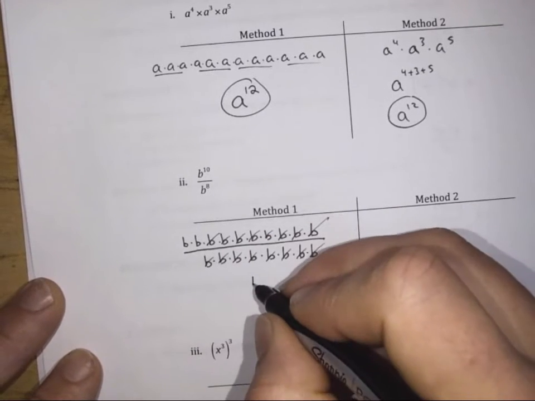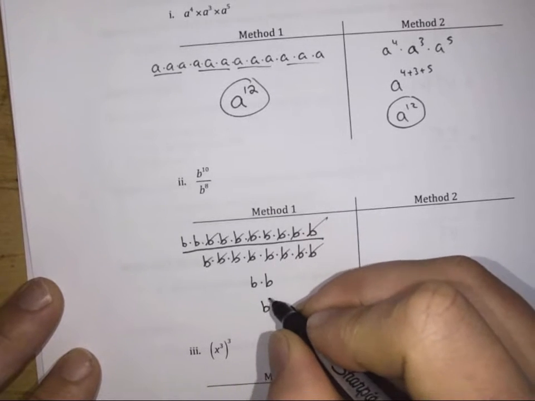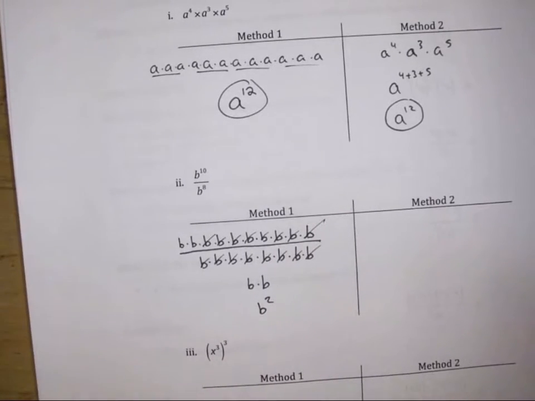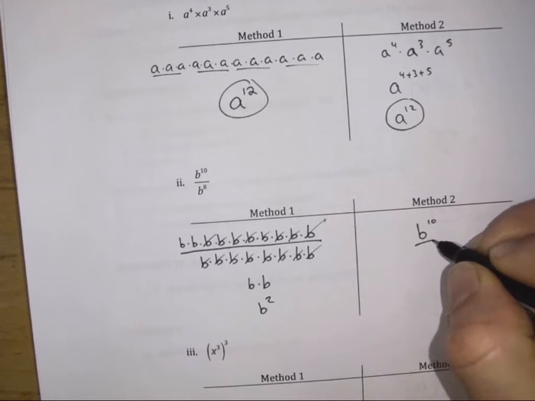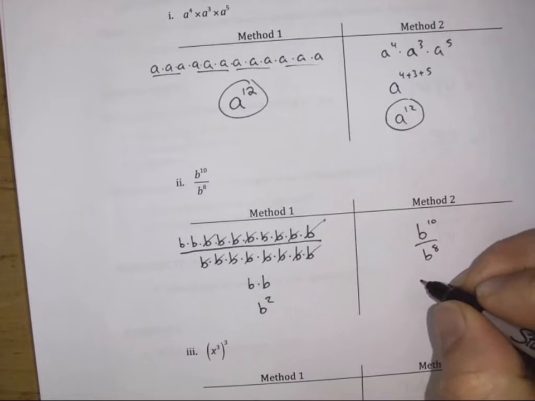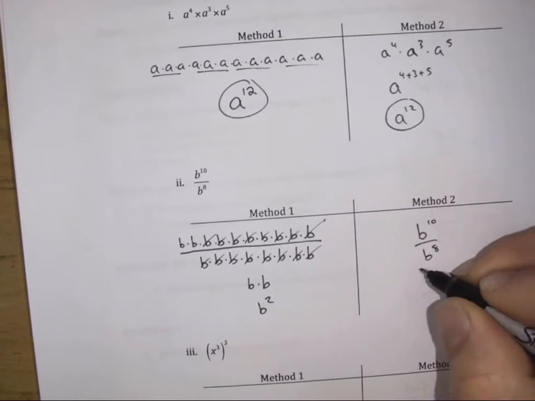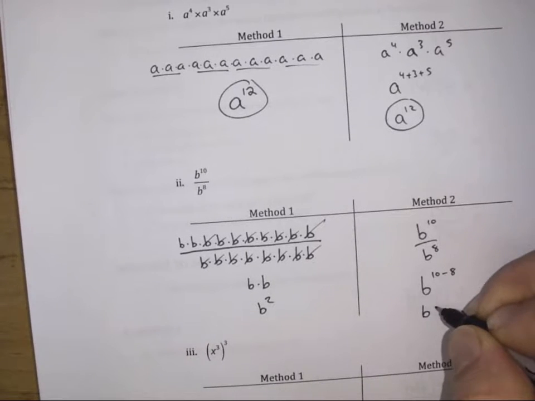And then we have 2 b's left over, b times b, all over 1, which is the same thing as b times b, which I could simplify to be b squared. I could also use my exponent laws for this. B to the power of 10 over b to the power of 8. That's a division, so I can express that as a subtraction of the two exponents. 10 take away 8, which is b to the power of 2.